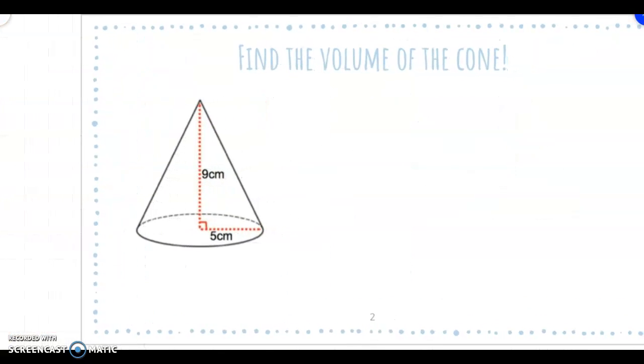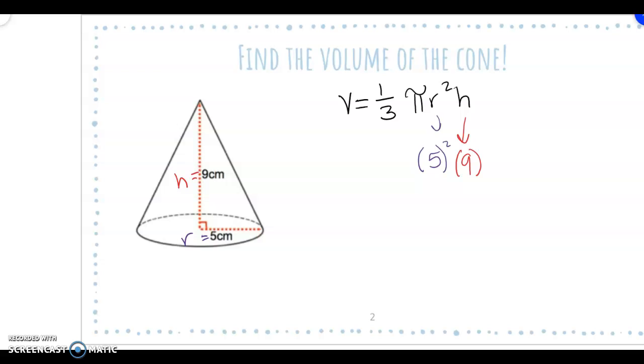So finding the volume of a cone. Well, we just said what the formula is. V equals 1/3 pi r squared times our height. So now what we're going to do is identify each part. So my radius is going to be this 5, and my height of my cone is 9. So I'm going to take what I know and plug it in. And everything else I don't know, I'm going to bring down.